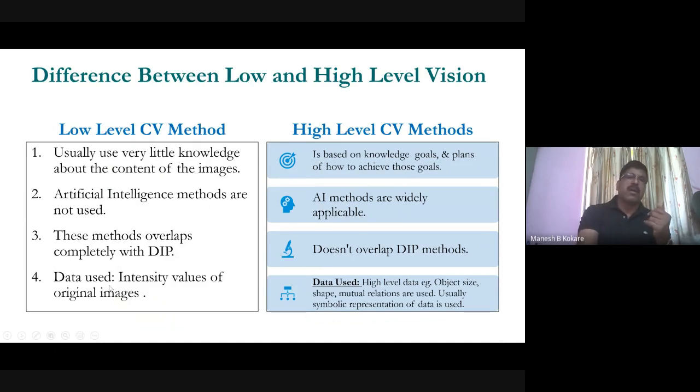And then what is the fourth difference? The fourth difference between low-level computer vision methods and high-level computer vision methods is what kind of data is used as input in the case of low-level vision methods.